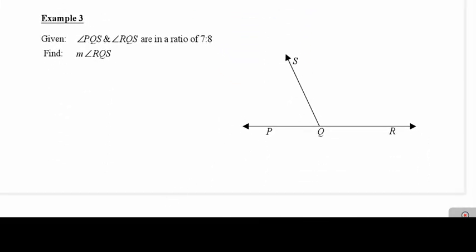In our third example, we are given angle PQS and RQS are in a ratio of 7 to 8. So I always label my diagram by labeling the first angle as 7x, the second angle as 8x. So anytime you're given a ratio, put an x with it on your diagram. We can assume that angle PQR is a straight angle, which has a measure of 180 degrees. So to set up an equation, we're going to add those two angles, set them equal to 180, and then solve it for x.